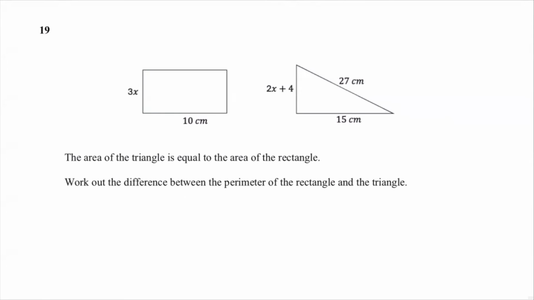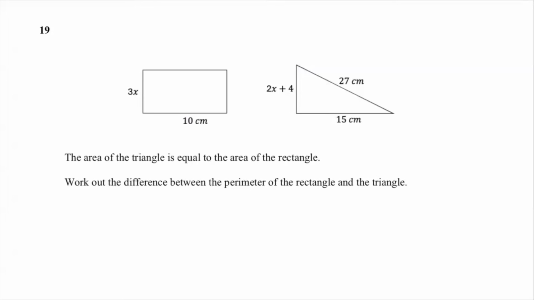Okay, we've got a pretty big question going on here. The area of the triangle is equal to the area of the rectangle. Work out the difference between the perimeter of the rectangle and the triangle. So I've got to do a little bit of work using my knowledge on area before I'm going to be able to answer the question. If I'm going to find the difference between the perimeters, then I need the perimeter of both shapes. At the moment, I can't do that, because I don't know what this edge is, and I don't know what this edge is. I'm going to need to work out what x is so that I can go on and find out this edge and then go on and answer the question.